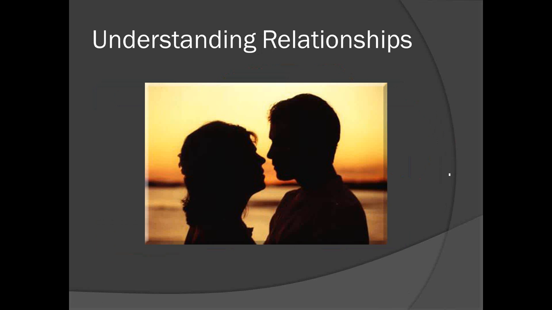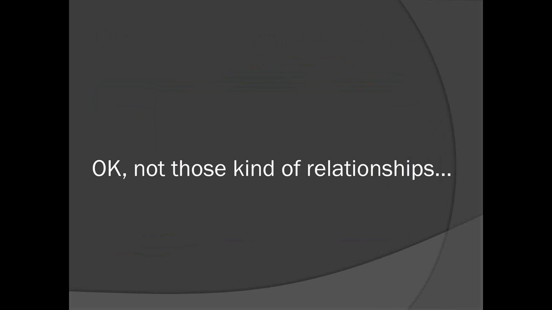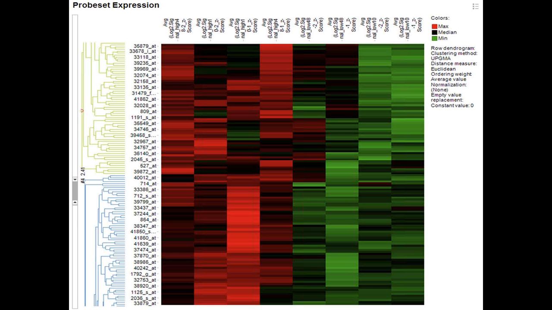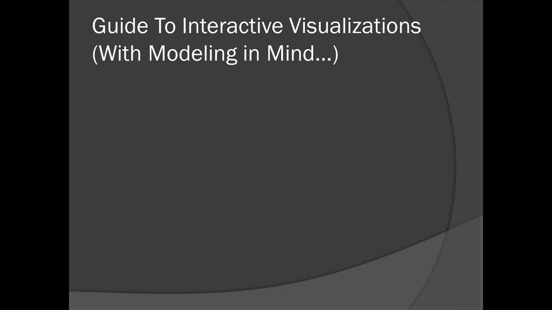So the very first thing is understanding relationships. And now it's not understanding romantic relationships. This is not that kind of talk. So we're talking about understanding relationships in data. These types of relationships, for instance, this is a heat map of a distance measure in various DNA probe sets. So we'd like to make comparisons within these data.